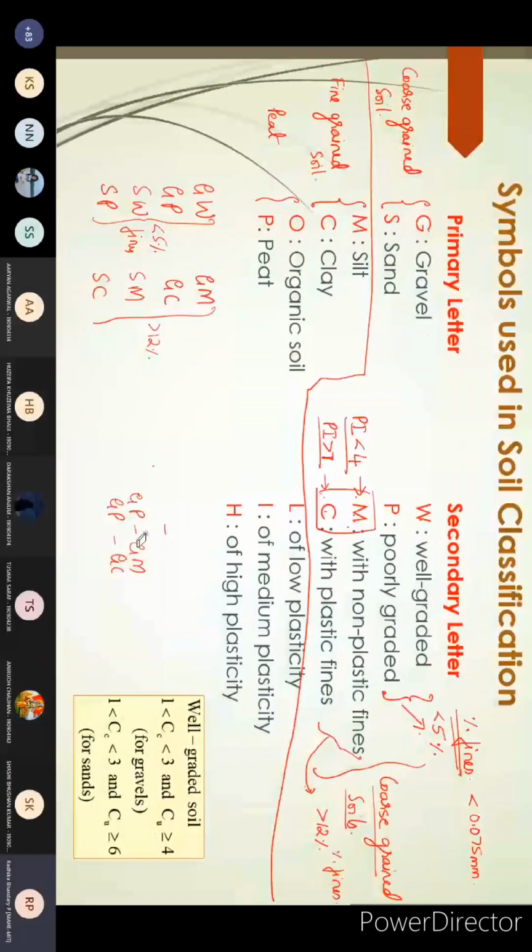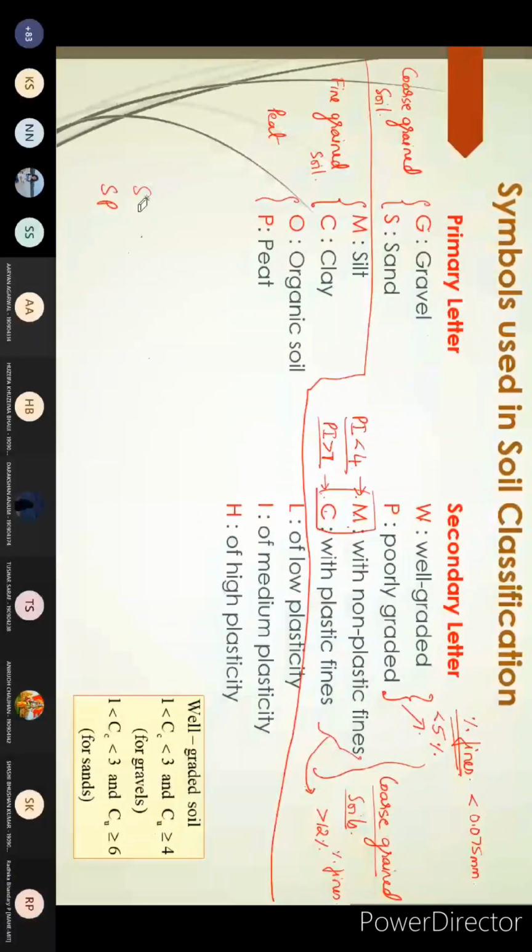Okay, so now we'll go to the fine grain soil. So this is only for coarse grain. Next is for fine grain soil. So fine grain soil, if you see the symbol, we have M and C. M is for silt, C is for clay. And when we are using fine grain soil, we will use these as secondary symbols: L, I, and H. L refers to low plasticity, I refers to medium plasticity, H refers to high plasticity.